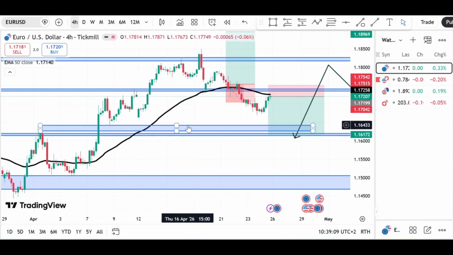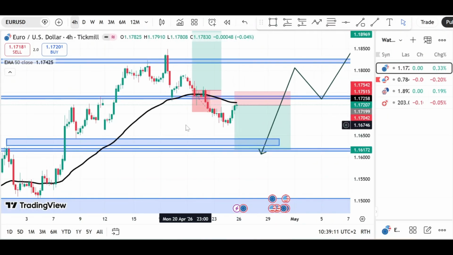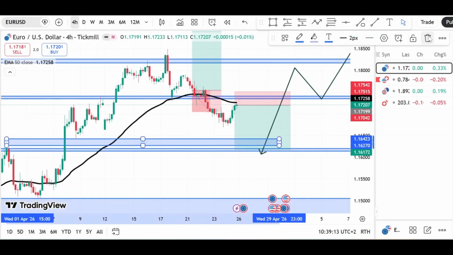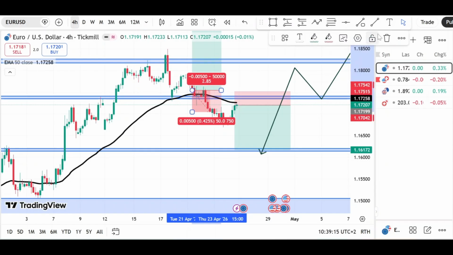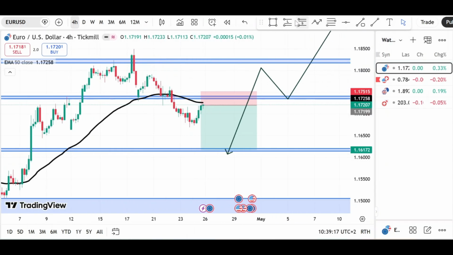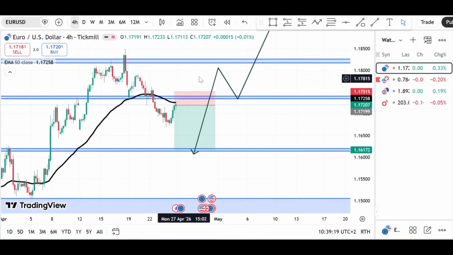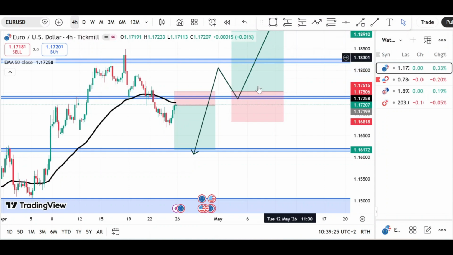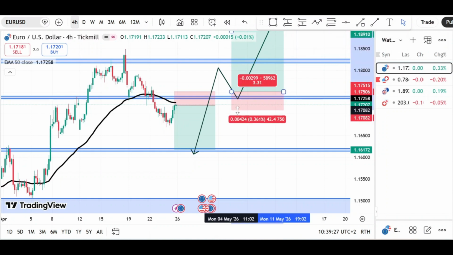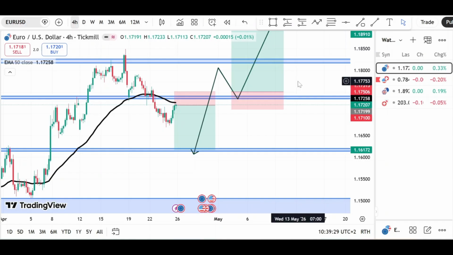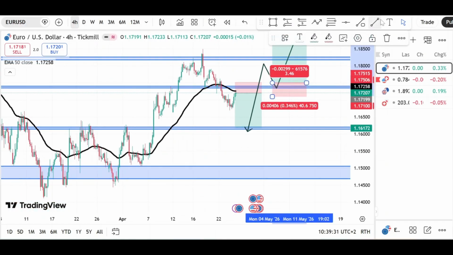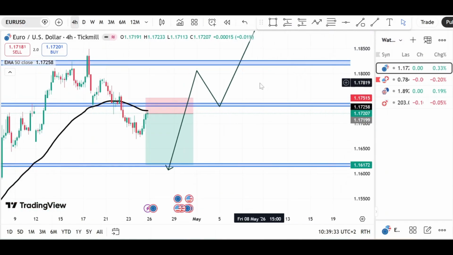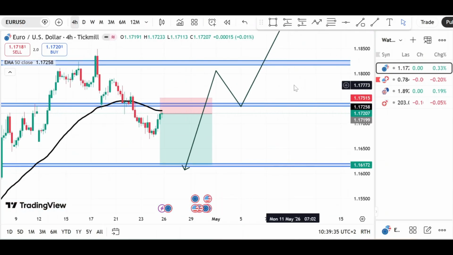This is a critical mistake I made, but I don't regret it. We learn from mistakes. So that's why if I need to enter for a buy, I will wait patiently here. After the break of this structure, I automatically enter back here for a buy. So this is Euro USD, and let's wait for the next week to see what will happen.